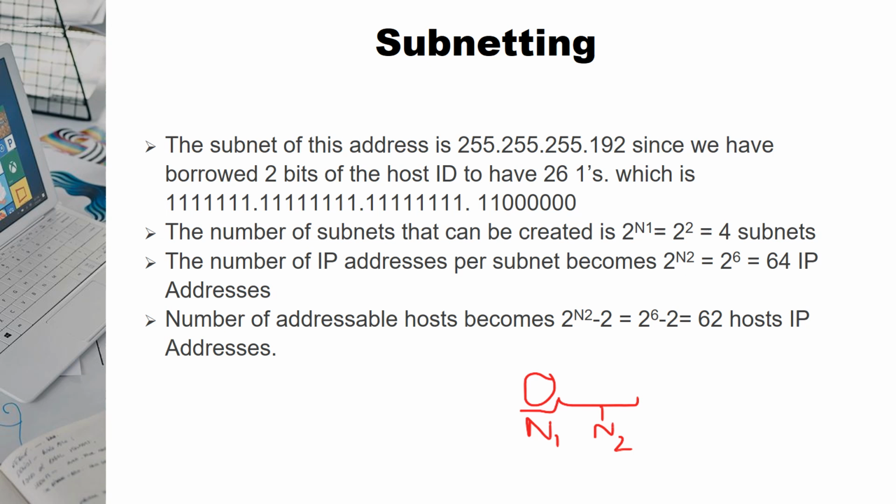So N1 is the borrowed ones, and N2 is the number of host bits that are left in a network address. This is how we calculate the number of subnets. This is how we calculate the number of IP addresses per subnet and the number of addressable hosts in a network.